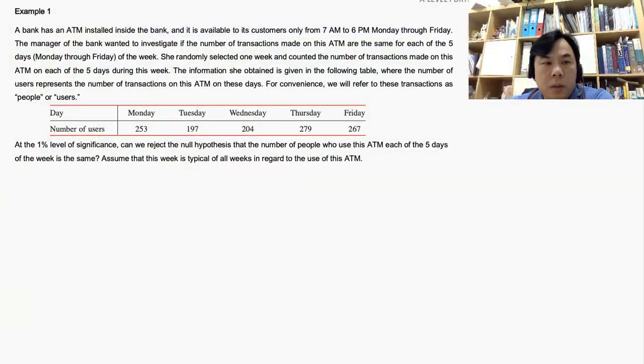Welcome back. Let's look at our first example as to how we can apply the chi-square hypothesis test to check for goodness of fit. Some of you may have seen this question before, so never mind, let's read that through one more time.